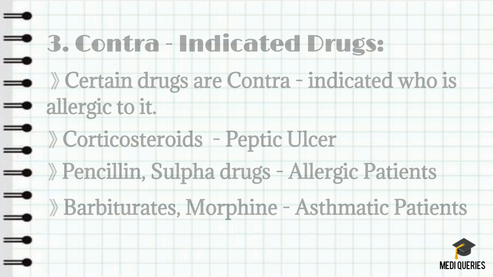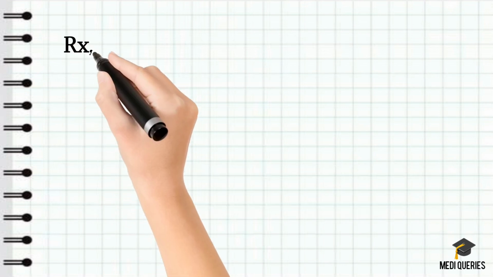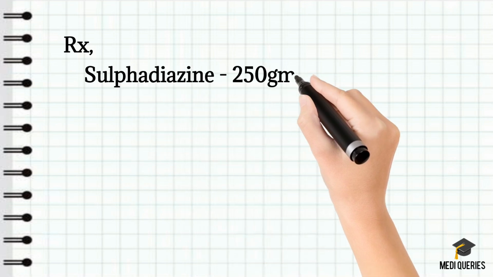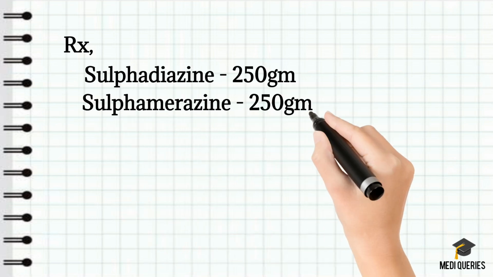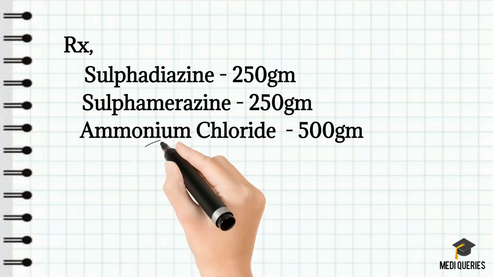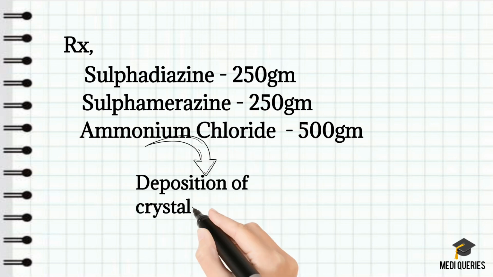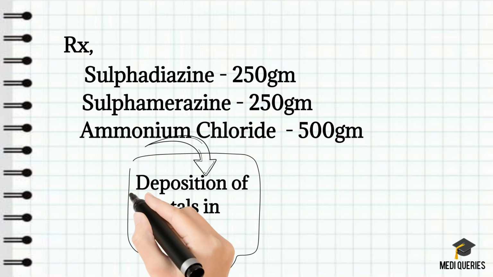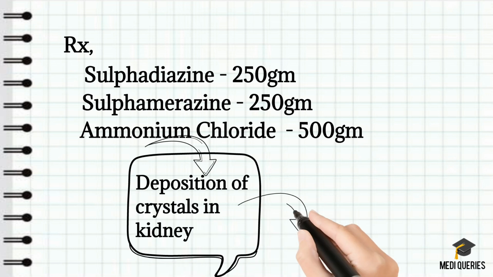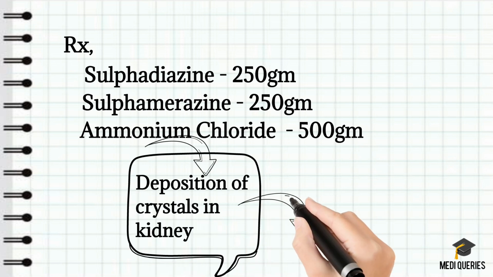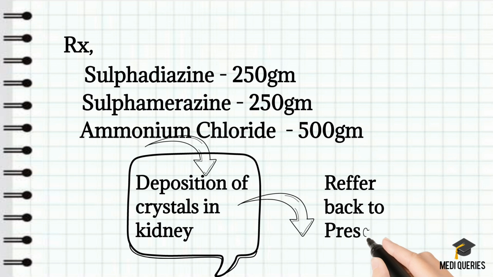So we will see one example of a prescription here. In this it has sulfadiazine, sulfamerazine, ammonium chloride. Take 2 capsules after every 6 hours. Okay, that is the prescription given here. So here ammonium chloride is a urinary acidifier. It would cause deposition of the sulfonamides in crystal form in the kidney. Hence the prescription should be referred back to the prescriber here also.